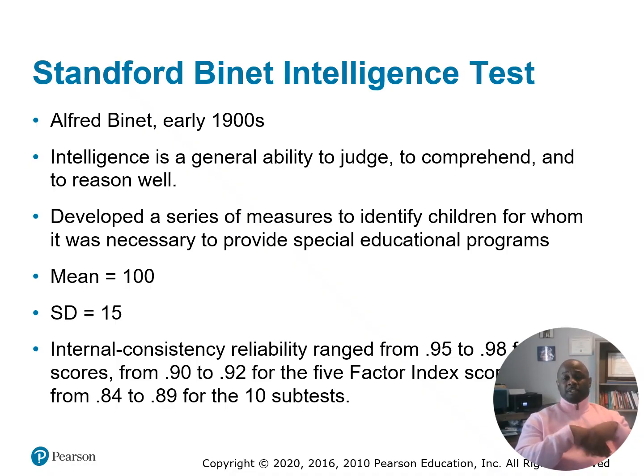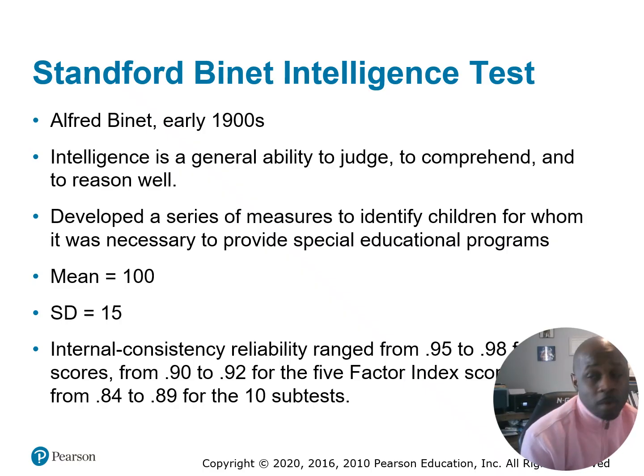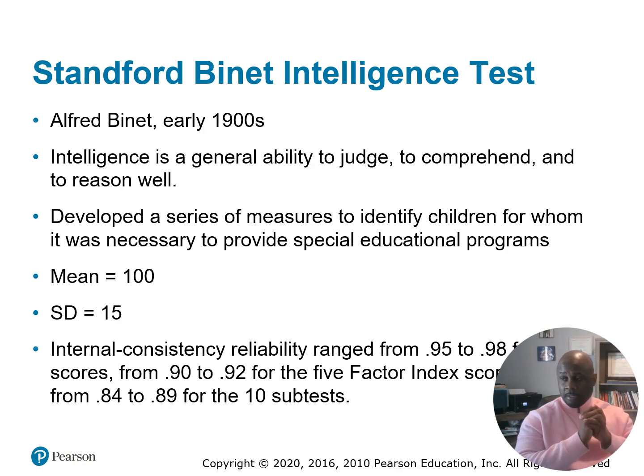And down here, as you can see at the bottom, it has an internal consistency reliability ranging from 0.95 to 0.98, which is really close to 1 and very, very reliable, right? So this is a score that's really reliable, and it's going to be pretty effective and accurate with the results for whoever's tested.